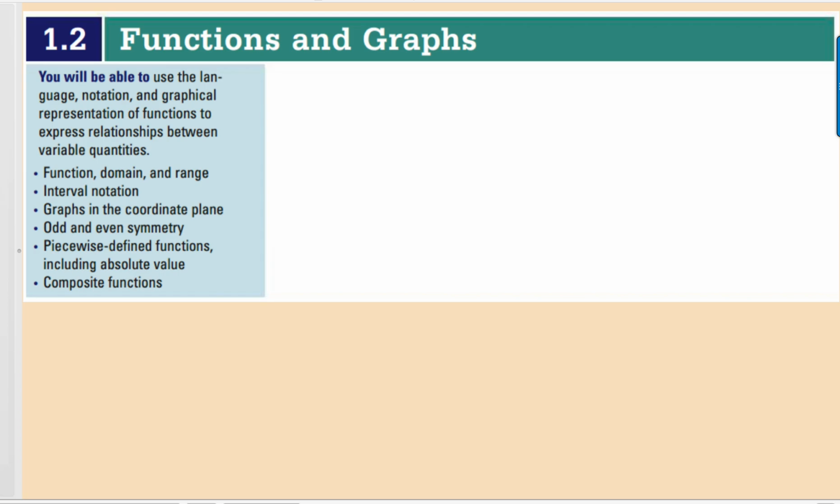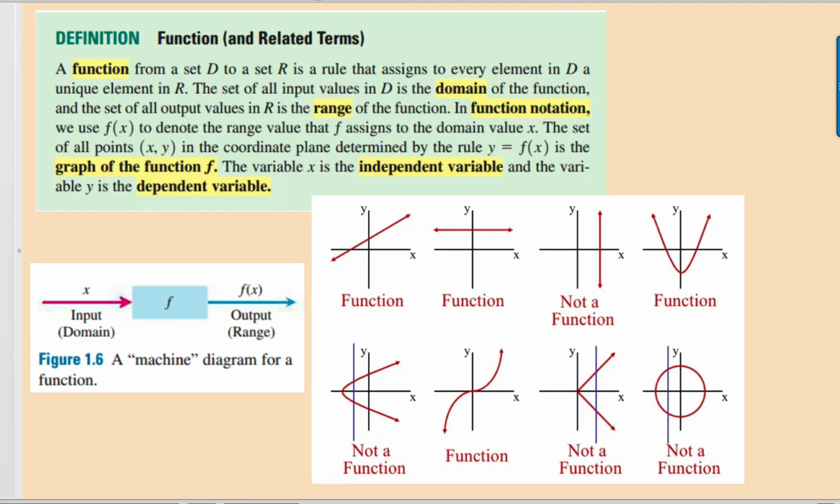We're going to be looking at domain, range, notation for it, graphs, odd and even, and piecewise and composite functions. Let's take a look at what a function is. Remember, it's a rule that assigns every element in the domain a unique element in the range. I've given you an input for domain, output is range. Take a look at what is a function and what is not a function.